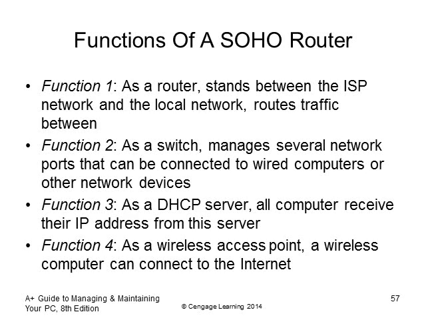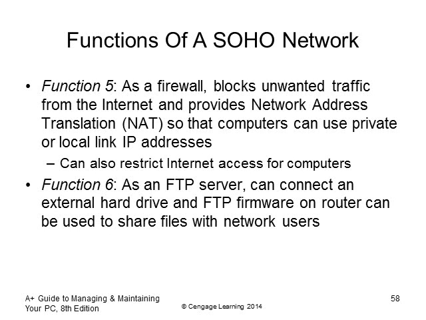The functions of a SOHO router: it stands between the ISP network and the local network, and it routes traffic in between. Another function is as a switch. It manages several network ports that can be connected to wired computers or other network devices. The third function is as a DHCP server. All computers receive their IP address from the server. Function 4 is as a wireless access point. A wireless computer can connect to the internet via the SOHO router.